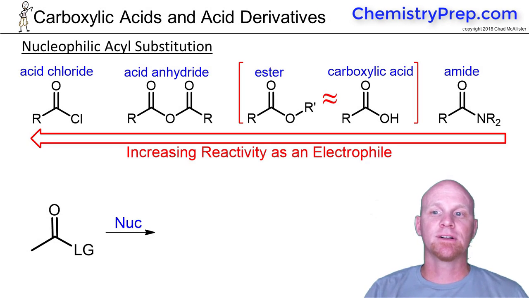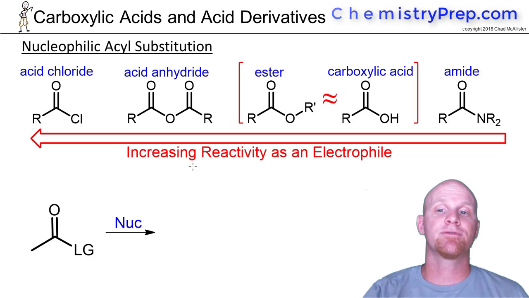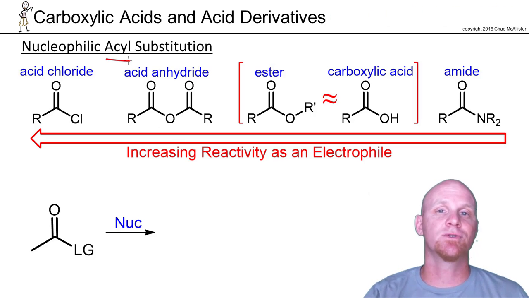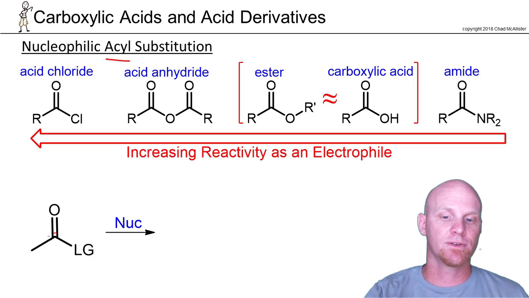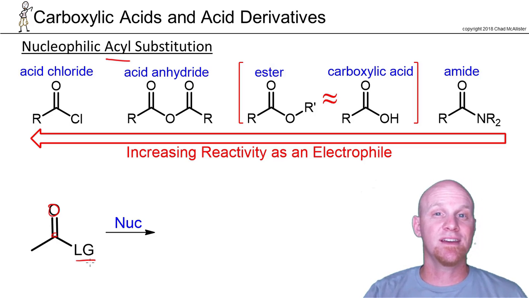So now we want to look at the major class of reactions that carboxylic acids and acid derivatives do, and it's called nucleophilic acyl substitution. And acyl here means carbonyl, and specifically it's a carbonyl with a leaving group attached. And this does not include ketones and aldehydes.